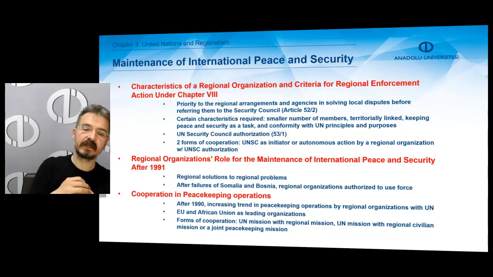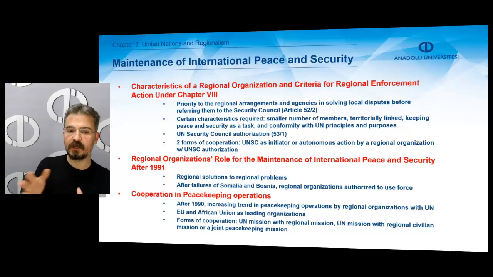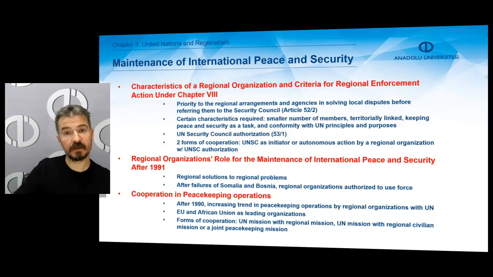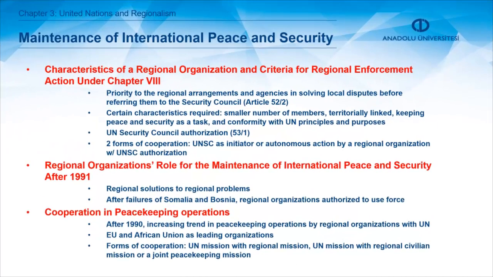Another topic regarding international peace and security is the regional organizations' functions in this area. There is a new idea or principle which is called regional solutions to regional problems. So these regional initiatives, arrangements, agencies, and their solutions are promoted and encouraged to solve regional problems, particularly after the end of the Cold War. Especially after the UN failures in Somalia and Bosnia, regional organizations are generally authorized to use force. For instance, the African Union in Africa, or the European Union or NATO in the Balkans, are authorized to use force.